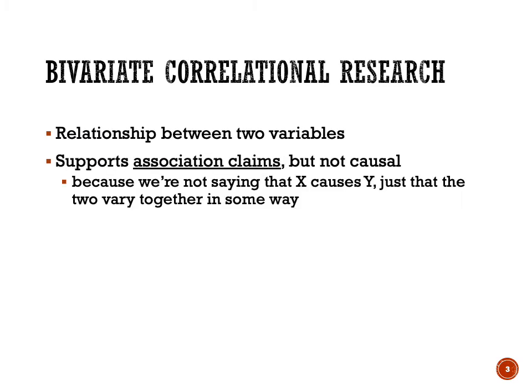All right, so to get us started, bivariate correlations look at the relationship between two variables. Bi meaning two, variate meaning variables. So this method helps to support association claims, but not causal claims. We're saying that two variables, X and Y, vary together, but using this method does not allow us to say that one thing causes the other.